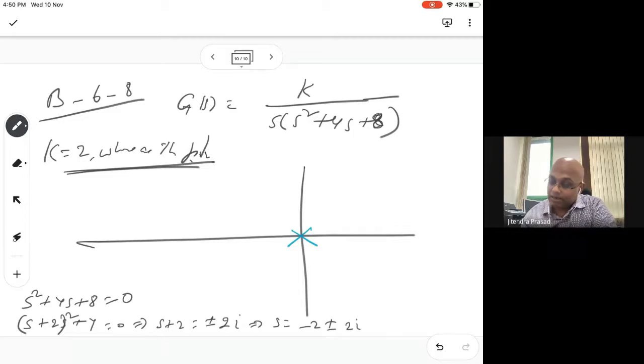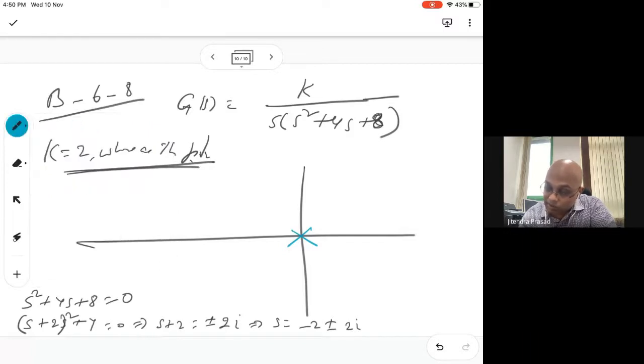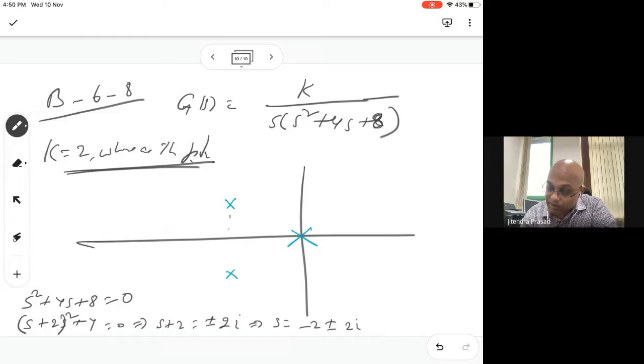Okay, and where are they? They will be here somewhere. So at minus 2, we have here and here, such that this is 2 and minus 2, and this is also minus 2.